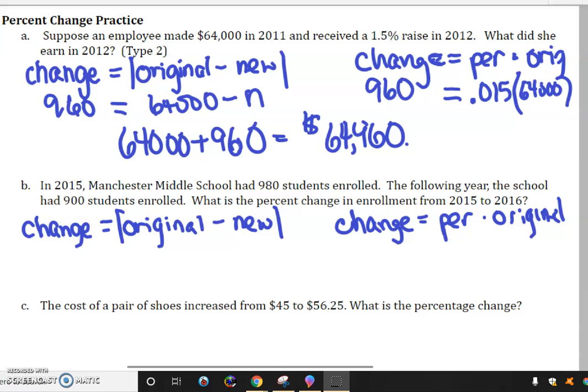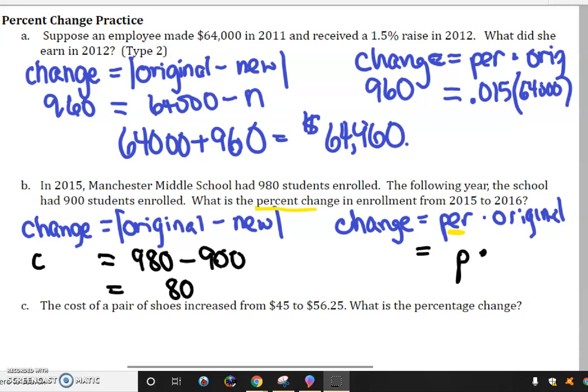When we look at part number B, or letter B, in 2015, Manchester Middle School had 980 students enrolled. The following year, it had 900 students enrolled. What is the percent change in enrollment? So now we're finding the percent change. So I took the earlier enrollment minus the current enrollment, and that means that there are now 80 less students than there were before. And I'm trying to find the percent, so I put the variable in.